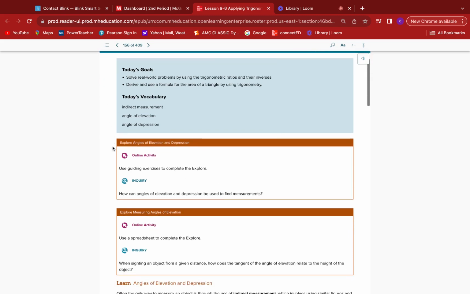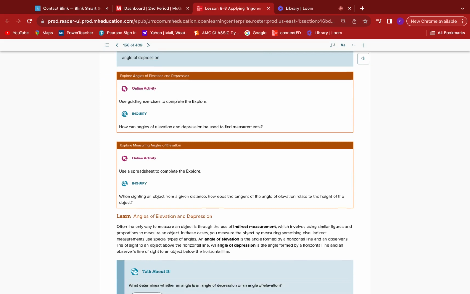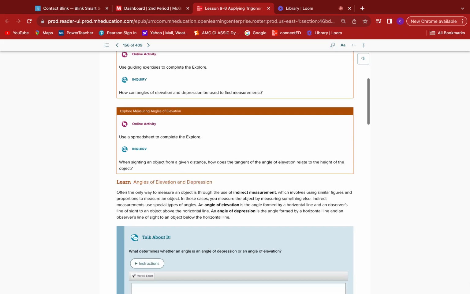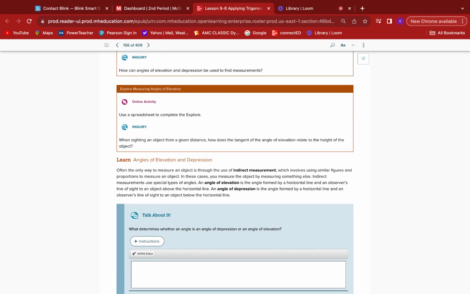And I'm sure you're going to see an example of one of those. Okay, so we're on page 541 of your workbook. So grab that book, turn it to page 541. All right, you're going to see some definitions. Often the only way to measure an object is through the use of indirect measurement, which involves looking at similar things. So you're not going to say, hey, look, this segment is such and such, because you can measure it. Angle of elevation and angle of depression, like I said, are kind of the same thing.